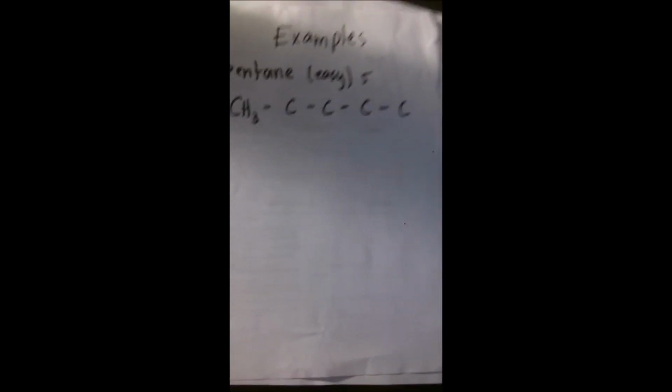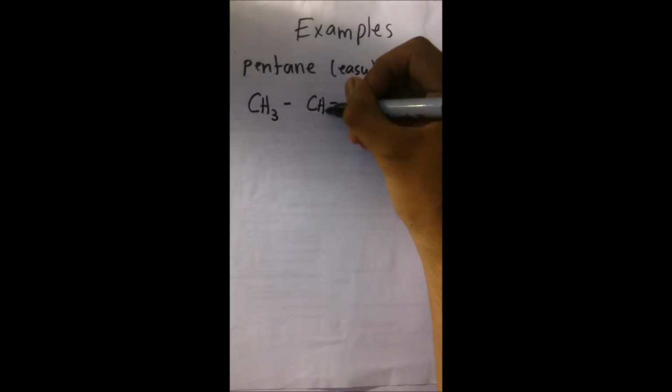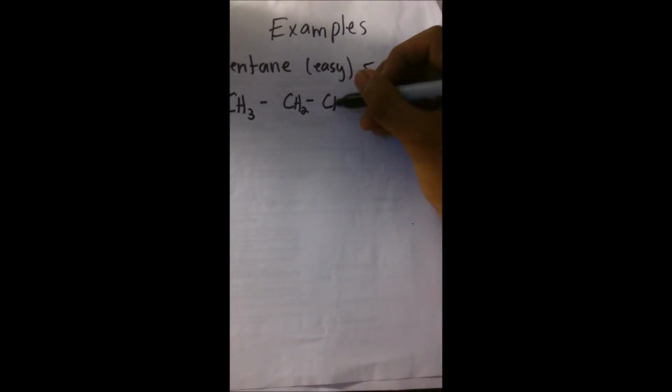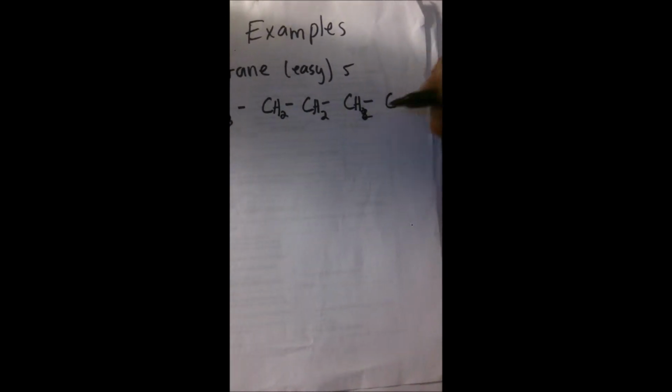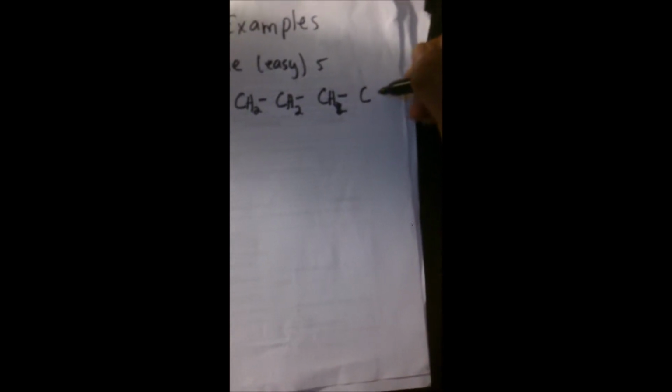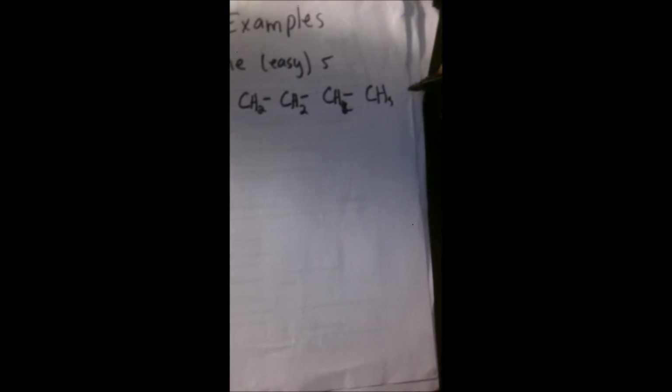In this case, carbon has 2, so we should saturate using another 2. The same happens here, the same happens here. And finally, we have the last carbon that only has one bond, so we add another 3.